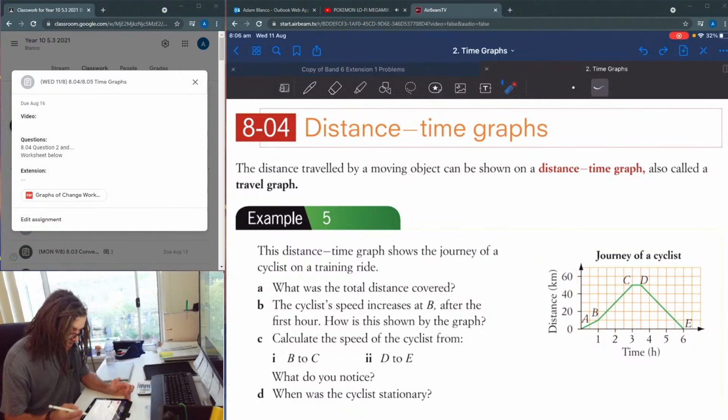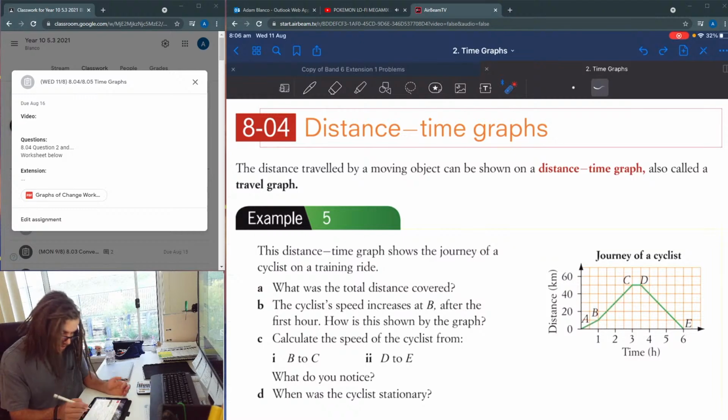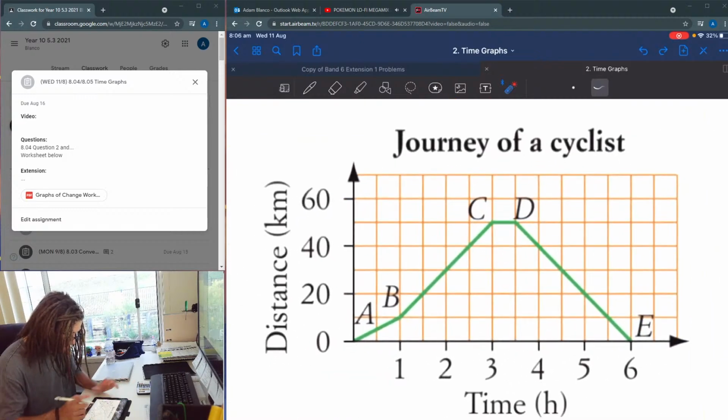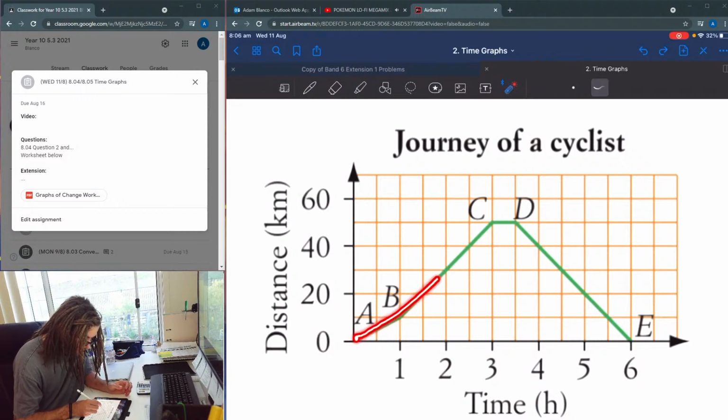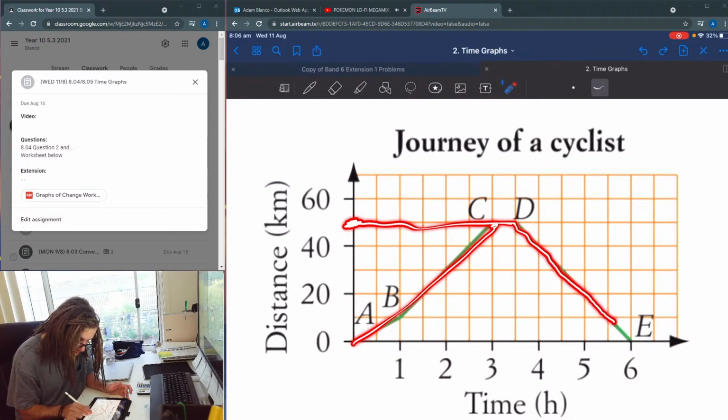When it asks about things regarding the axes, try and forget about the line. It's not asking for the length of the line or anything like that. It's just saying how far did they go. He's starting here, and this line represents his journey, but it actually represents his speed. The distance is on this side. So how far does he get to? Well, he actually gets to 50 kilometers. Then he stops, and then he goes back home.